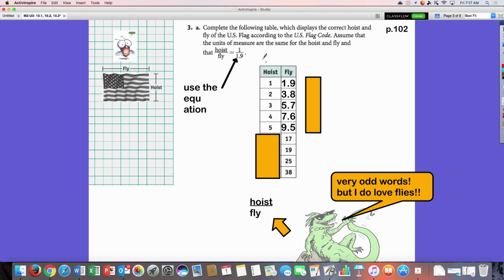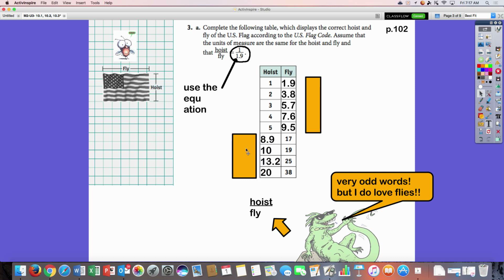I'm going to fill out this chart. We're going to use this equation right here. It says our step is hoist over fly. So hoist goes in. Whatever I got, it's 1.9. So if 1 goes in, 1.9 comes out. 2 goes in, 3.8 comes out. 3 goes in, 5.7. So copy down these numbers. And that's basically just putting these numbers into the equation.